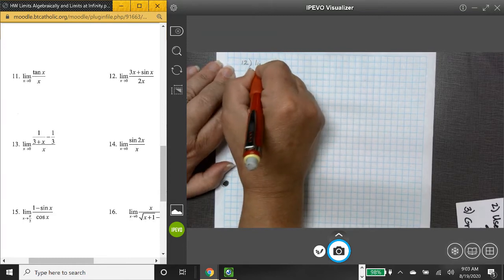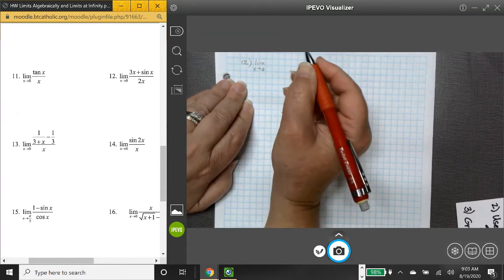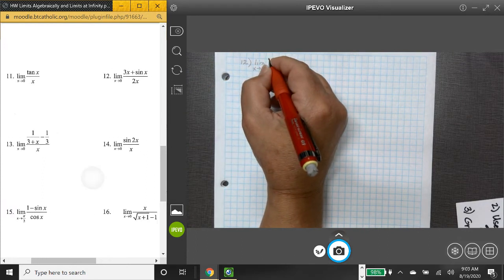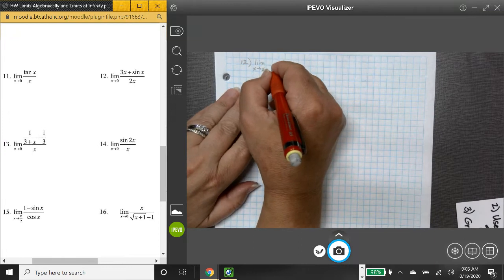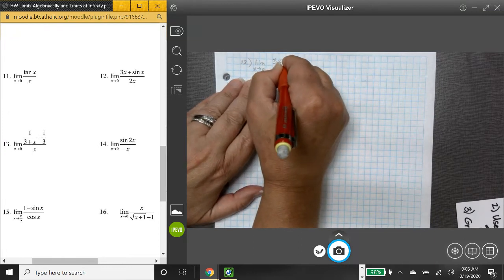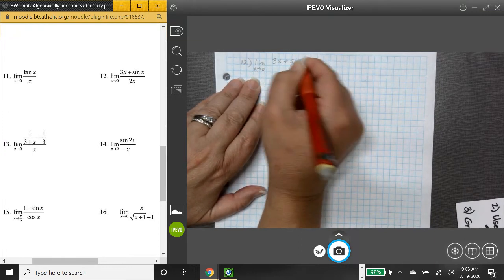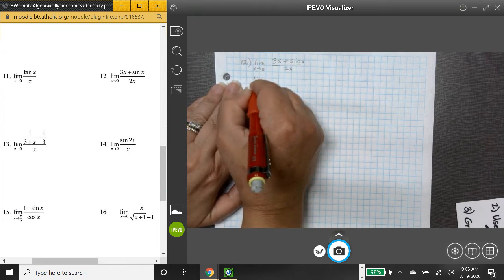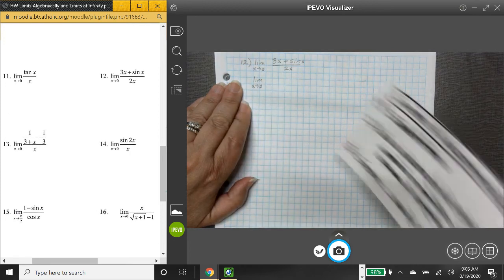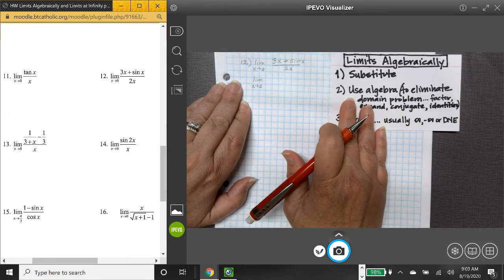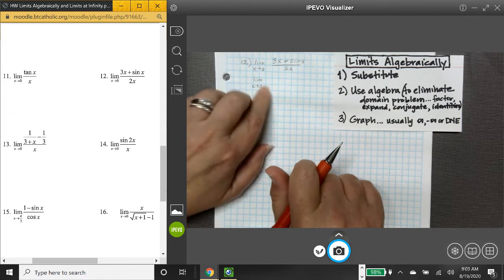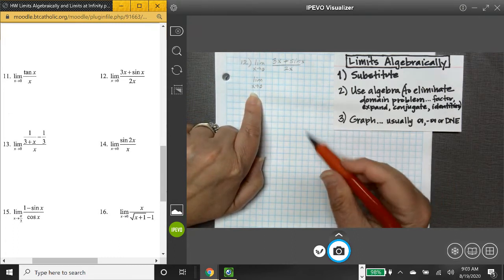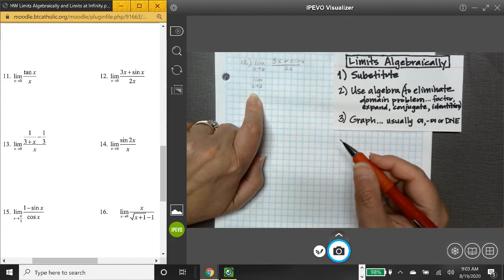the limit as x approaches 0 of 3x plus sine x over 2x. Limit as x approaches 0. Now, we cannot substitute here. We would like to maybe substitute, but we can't because I can't plug a 0 in the denominator. Some algebra. I can do some algebra here, but it's not what you think.